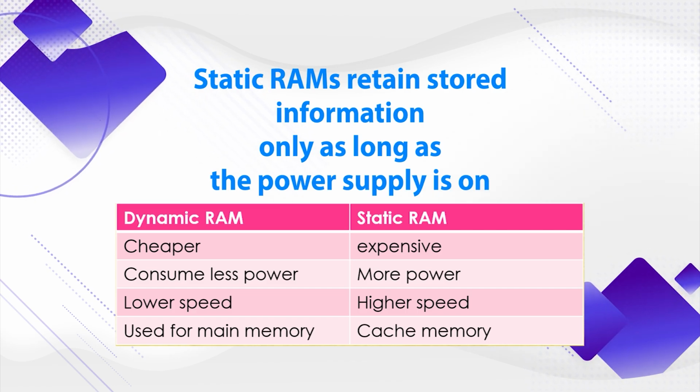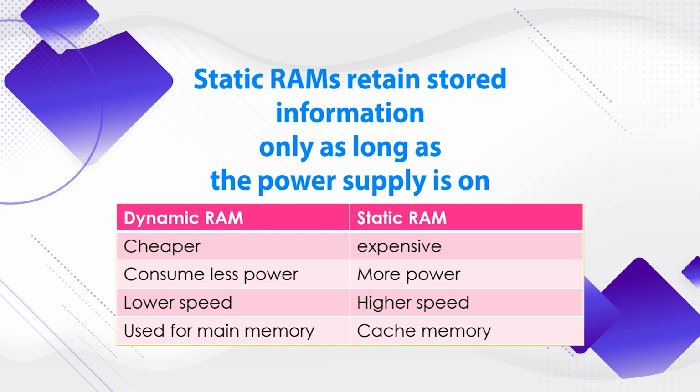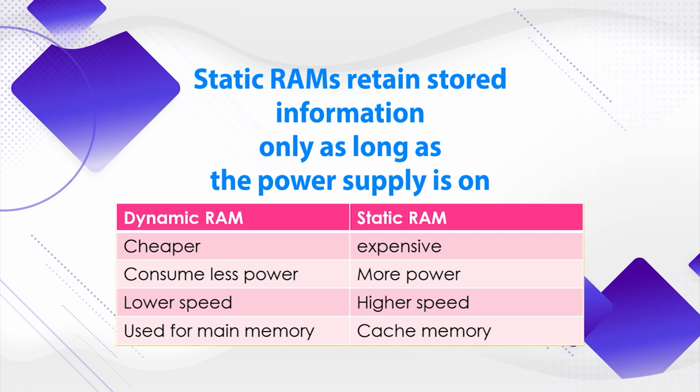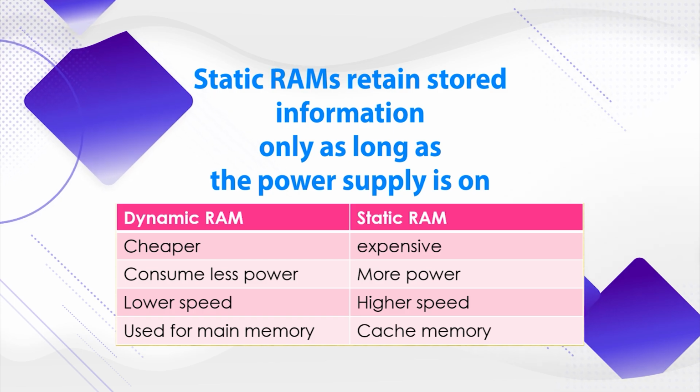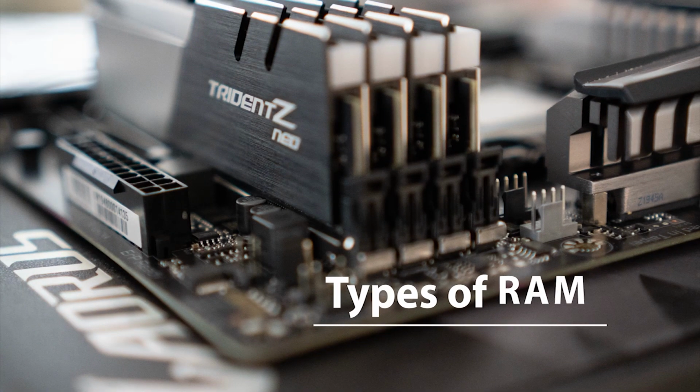Now if we compare these two types of RAM, dynamic RAM is generally cheaper but static RAM is expensive. And because dynamic RAM uses capacitors and transistors, it consumes less power in comparison to static RAM. But dynamic RAM has lower speed in comparison to static RAM, and only for that reason the main memory is generally built with dynamic RAM and the cache memory is built with static RAM. Now there are other types of RAM also available which are used for different purposes.